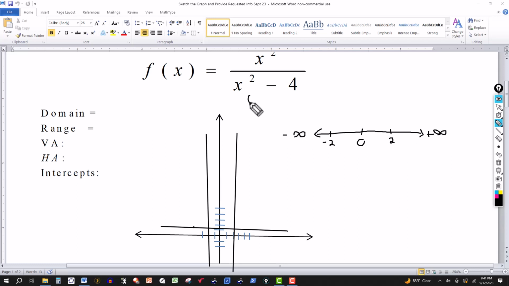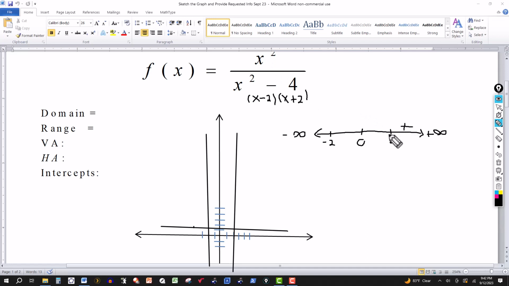And just so you can see it more clearly, let me factor this again. It's x minus 2 and x plus 2. So I want to know whether the graph is above or below these intervals here: from 2 to infinity, from 0 to 2, from -2 to 0, from negative infinity to -2. All we have to do is just pick a number. So let's pick a number larger than 2, say 3. Put 3 here. 3 minus 2 is positive. 3 plus 2 is positive. The numerator is squared, so that's always going to be positive. So this is a positive here.